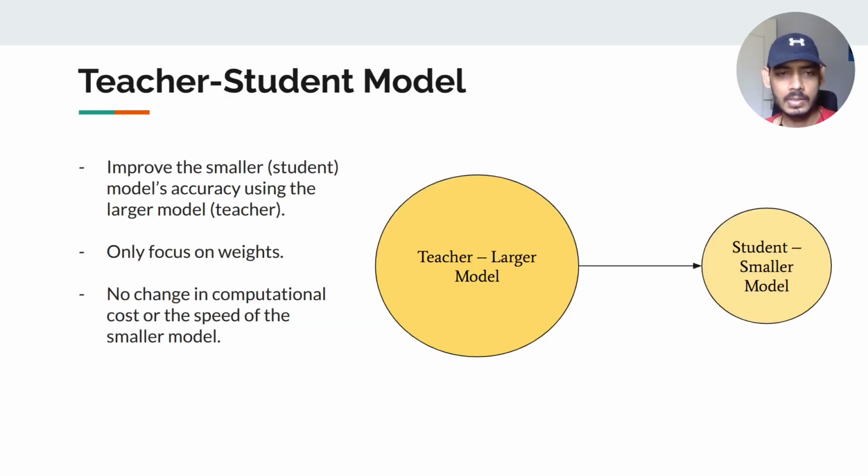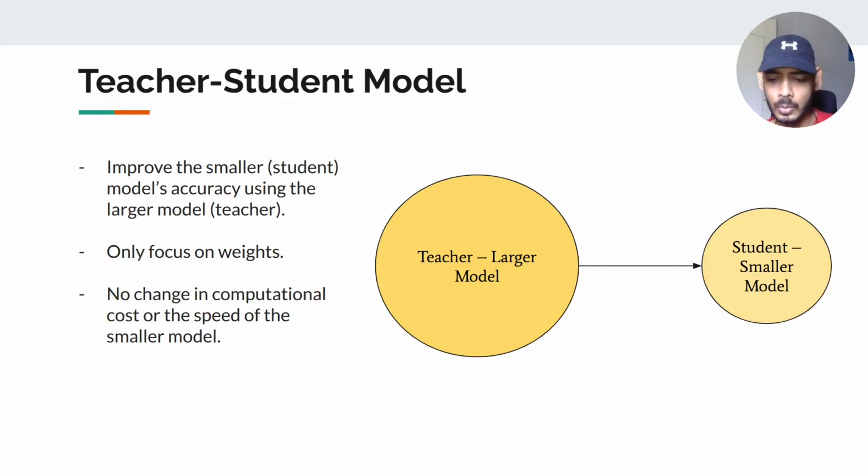There is something called a teacher-student model under knowledge distillation, where the teacher model is the larger model and the student model is the smaller model. Basically, we improve the accuracy of the smaller model with the help of the teacher model, which is the larger model. And while doing so, we only modify the weights of the student model. We are not adding parameters to it, or increasing the size of the model or anything. We are just updating the weights of the student model such that it performs better than before. Before means without knowledge distillation.